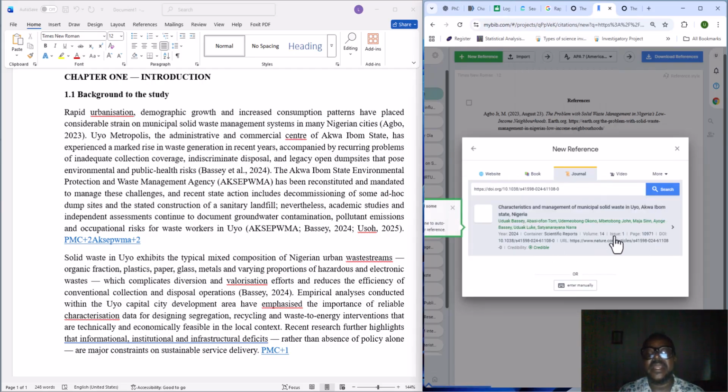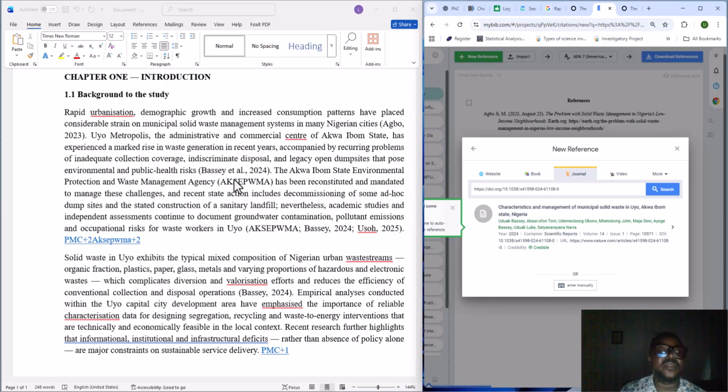Come on, it comes up. Can you imagine that? And it's very credible, right? So he's talking about characteristics and management of municipal solid waste in Uyo, Akwa Ibom State. And what we were talking about here too was also in Uyo, Akwa Ibom State. And who said it? Bassi et al.